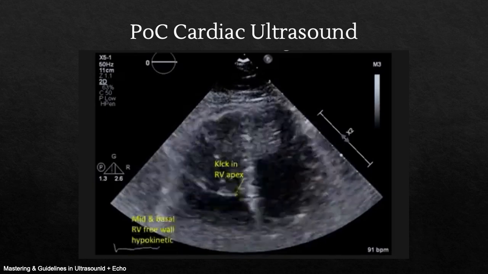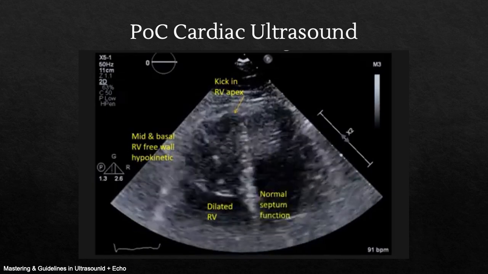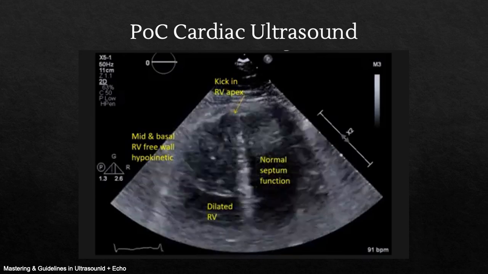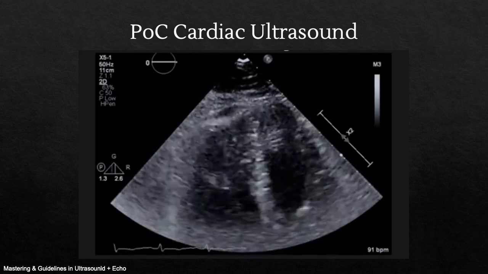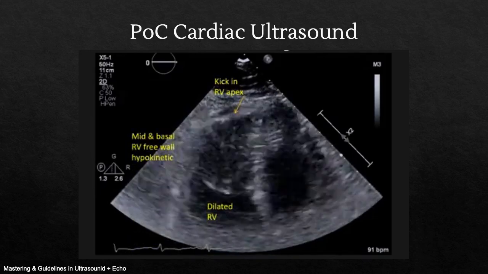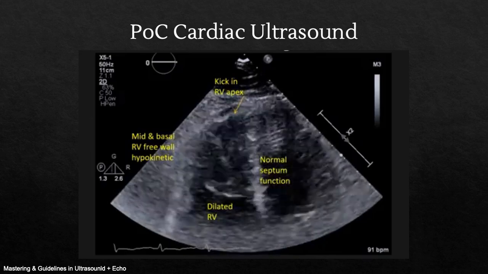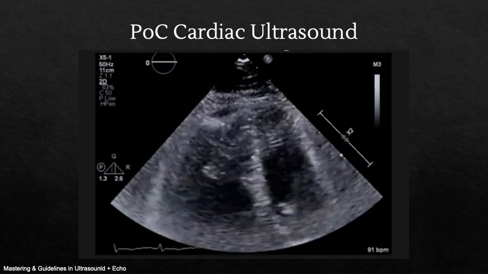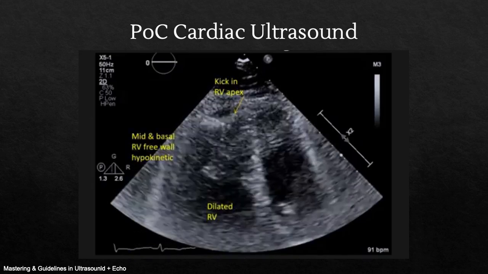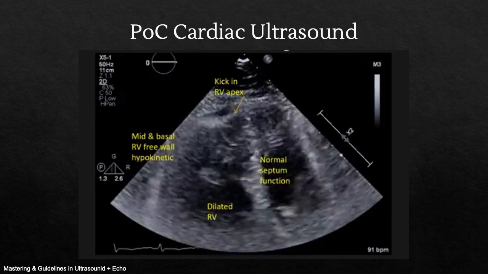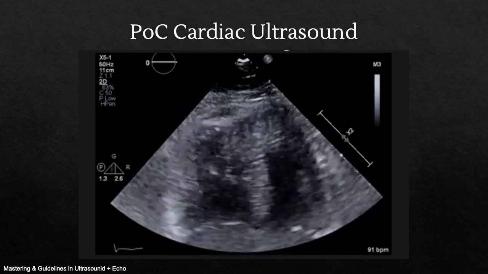So probably the most important clinical exam for us to do is a cardiac point-of-care ultrasound at the bedside. This video demonstrates a large right ventricle. And if you look at the size of the RV as compared to the size of the LV on the left, it's really big, it's dilated, and it shouldn't be.